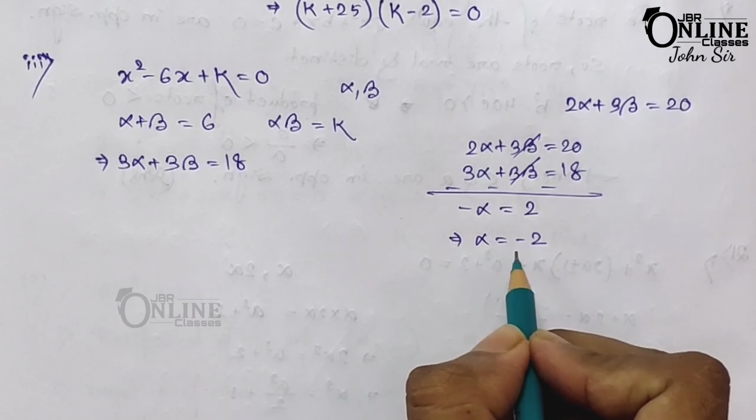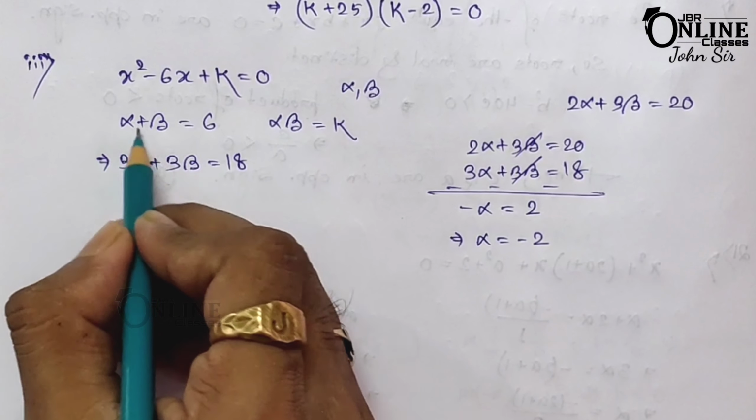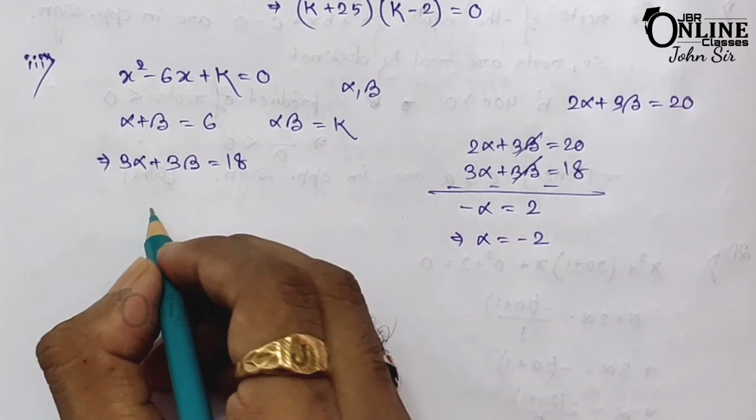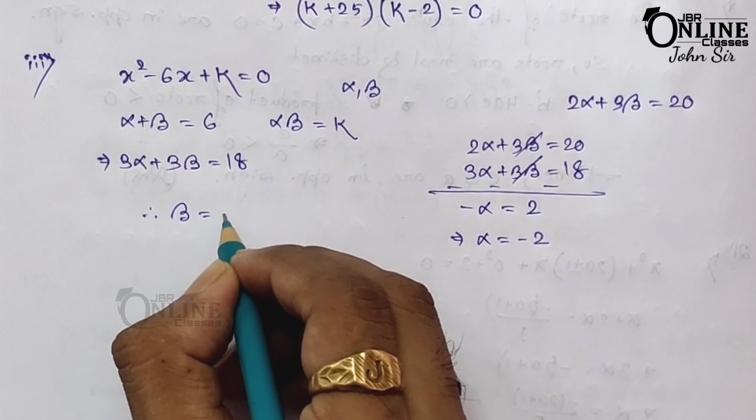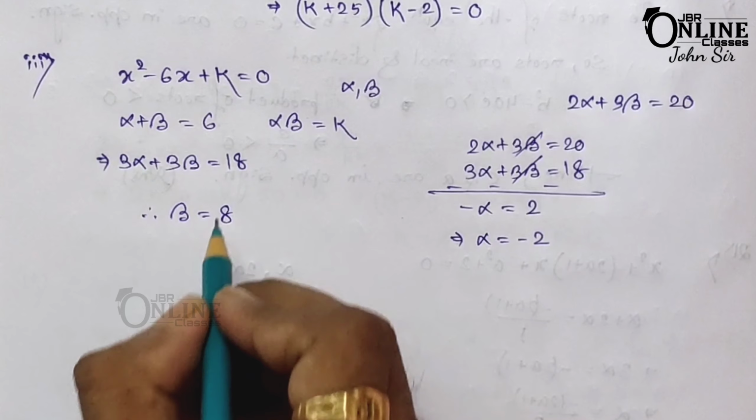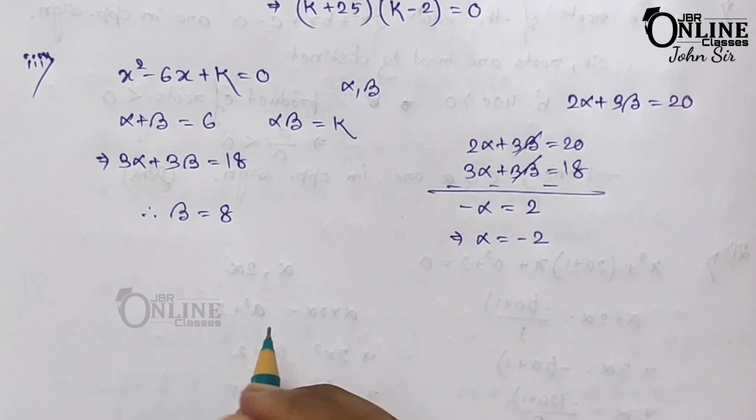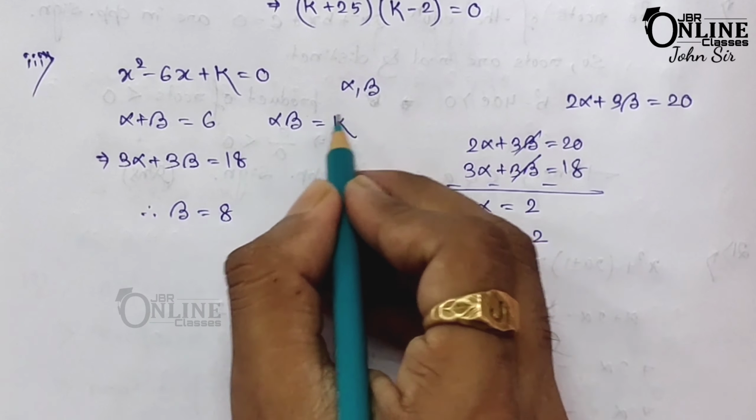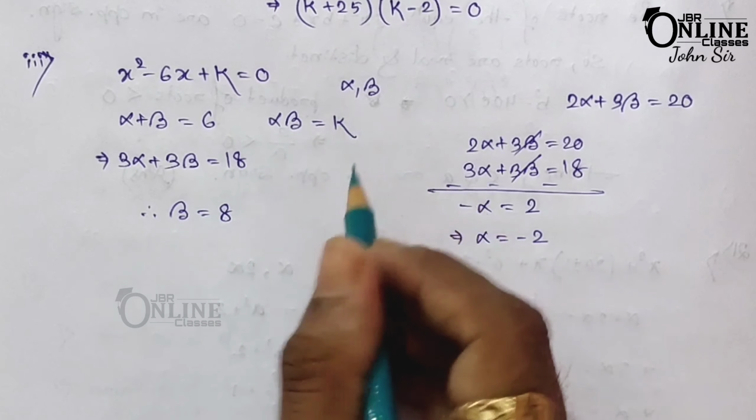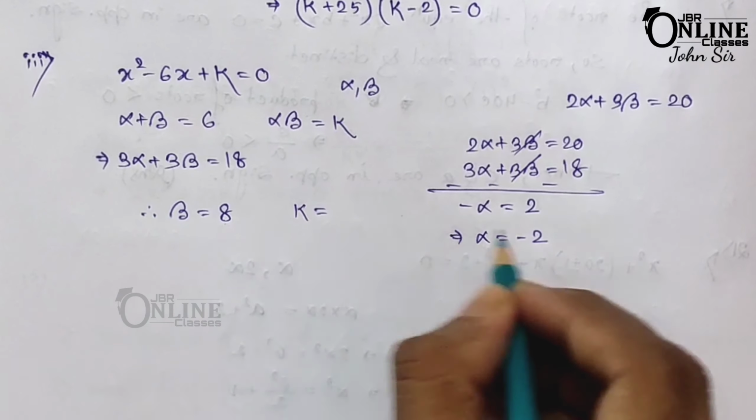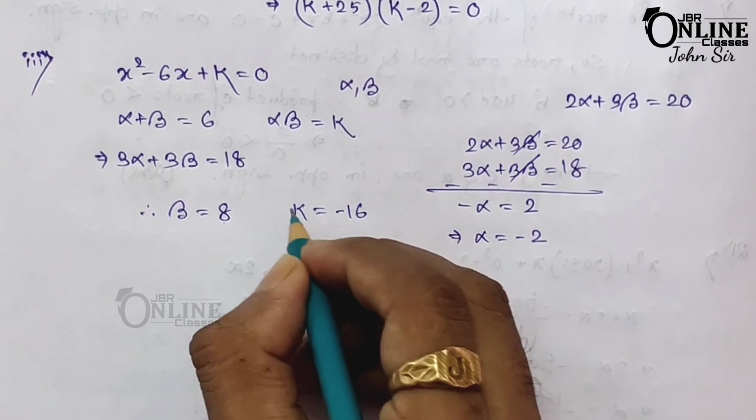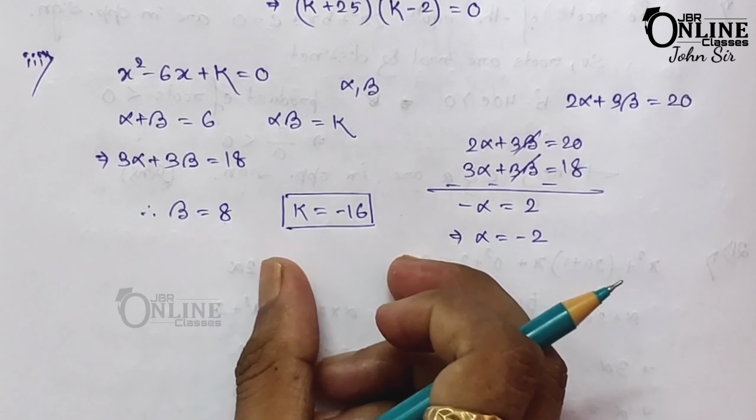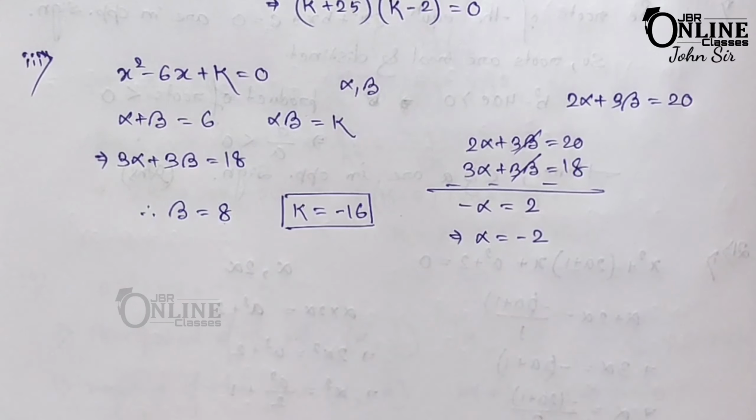So if alpha equals minus 2 and alpha plus beta equals 6, then definitely beta equals 8, because 8 minus 2 equals 6. So beta equals 8, alpha equals minus 2, and the value of k equals alpha beta, so k equals 8 into minus 2, that equals minus 16. So minus 16 is your answer.